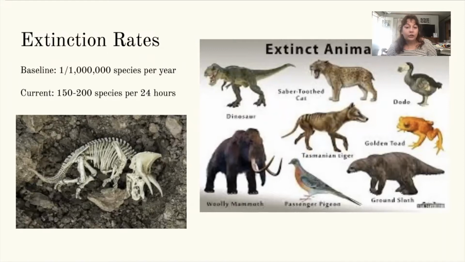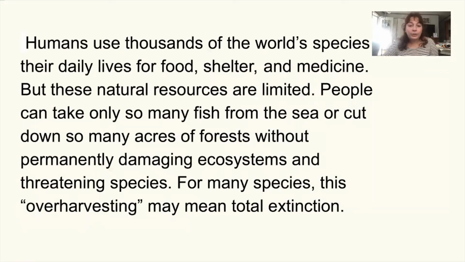Smithsonian anthropologist Dr. Torben Rick leads an effort to understand how human activity affects biodiversity by studying interactions between humans and other species. To quote the American Museum of Natural History, "Humans use thousands of the world's species in their daily lives for food, shelter, and medicine, but these natural resources are limited. People can take only so many fish from the sea or cut down so many acres of forest without permanently damaging the ecosystem, and threatening species. For many species, this overharvesting may cause total extinction.